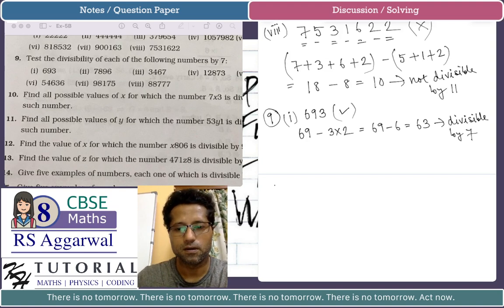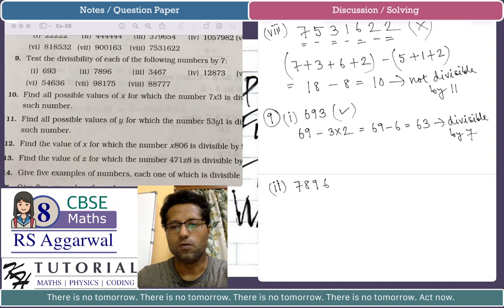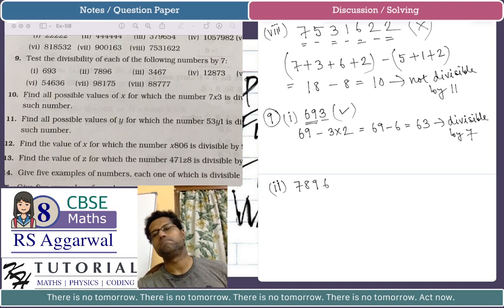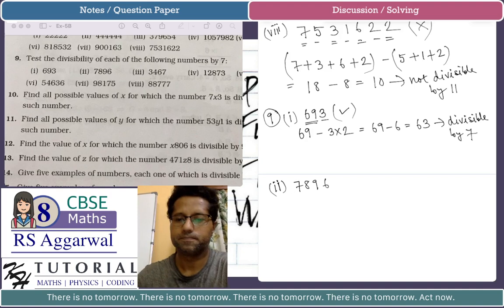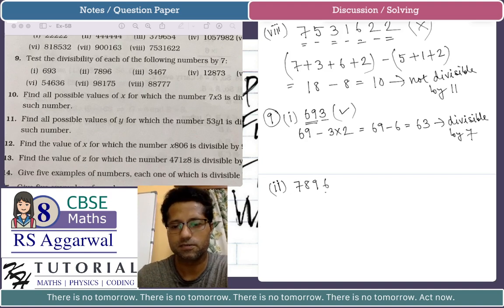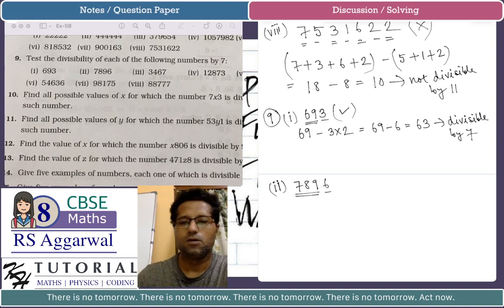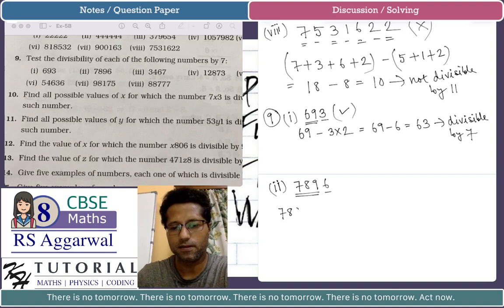Let's see number 2, which is 7896. Let me mark the digit at the units place with a single line, and the number formed by the digits excluding the units digit with a double line. The units digit in this number is 6, and the number formed by excluding the units digit is 789. So we have to compute 789 minus 6 into 2. This is equal to 789 minus 12.